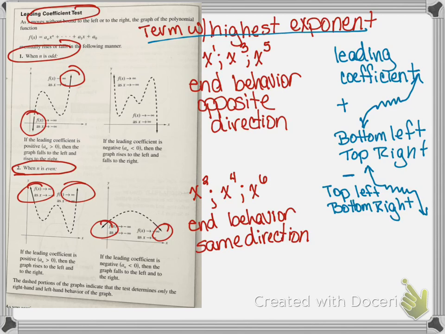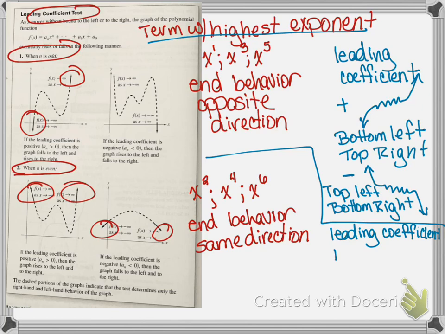Now, if my leading coefficient is positive, think back to Tuesday. If my leading coefficient is positive, what's going on with my end behavior? If my A is positive, both up. Okay? They're both going up. My end behavior, both up. Okay? If my leading coefficient is negative, what's going to happen? Both down.